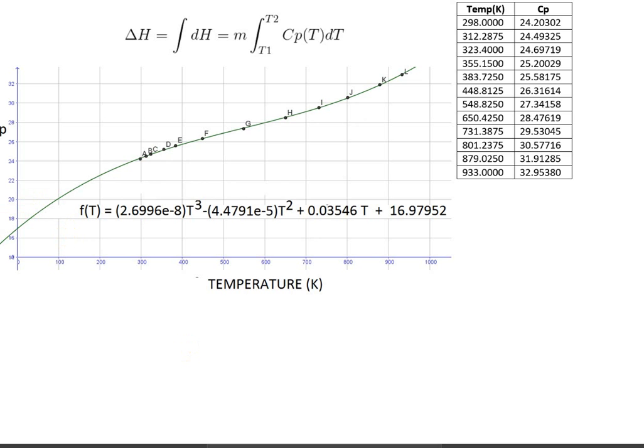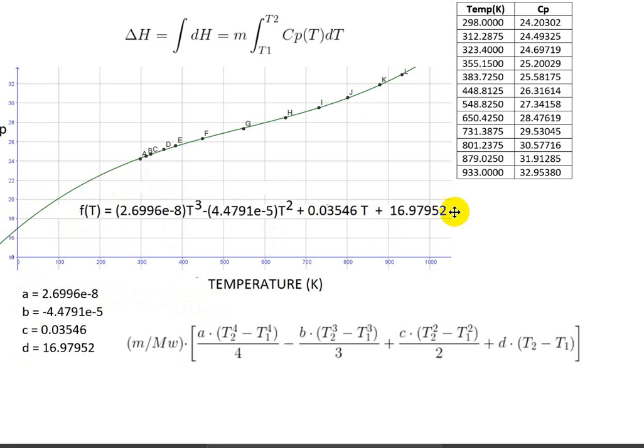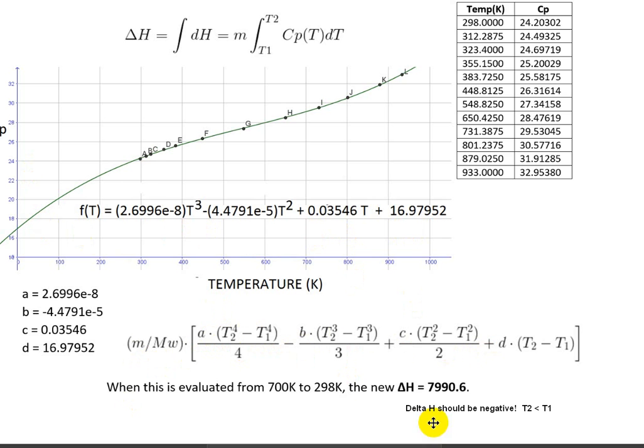So after doing the fit, the coefficients of the polynomial are a, b, c, and d, as shown here. And then the definite integral of this fitted equation is not that hard to do, and it's mass over molecular weight, and then this is the normal integral of a polynomial. And when I evaluate this from 700 to 298 degrees, then the new delta H is 7990.6. I've actually shown it as positive, but of course we know that it's negative.